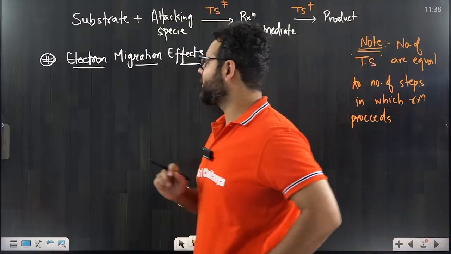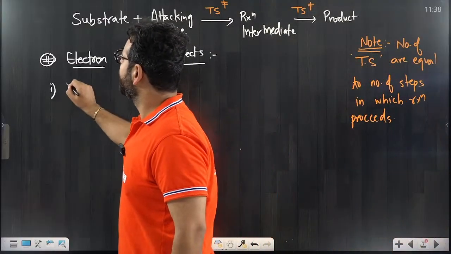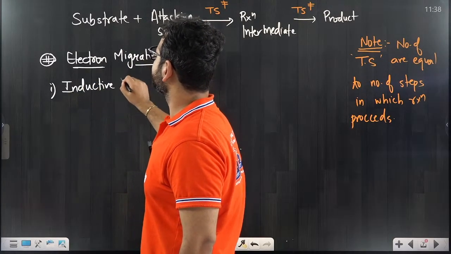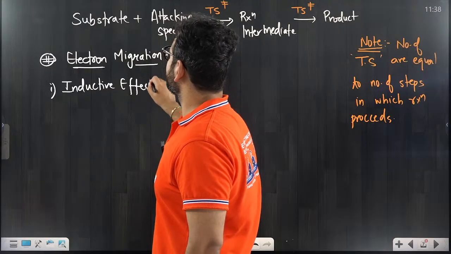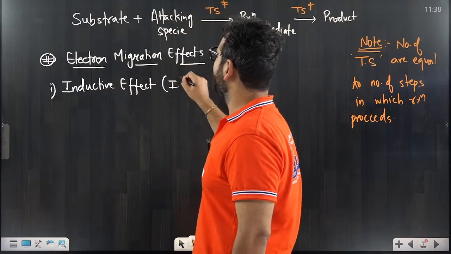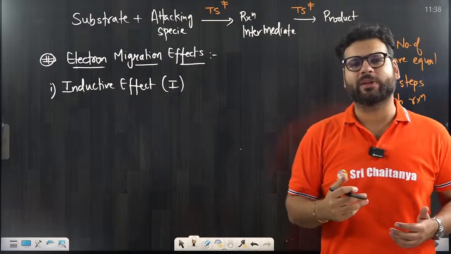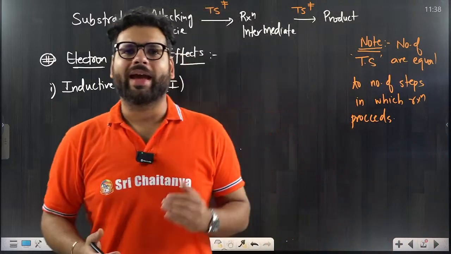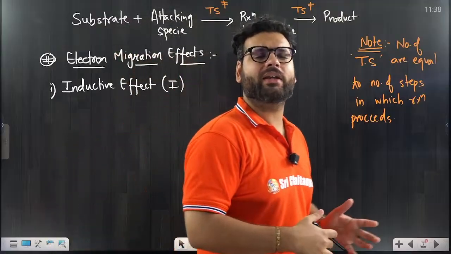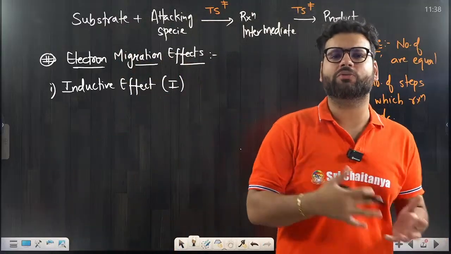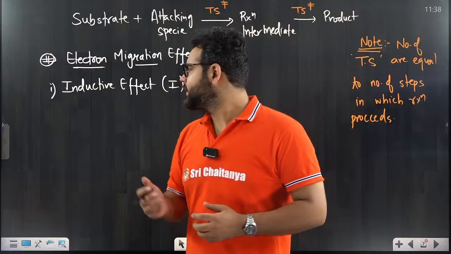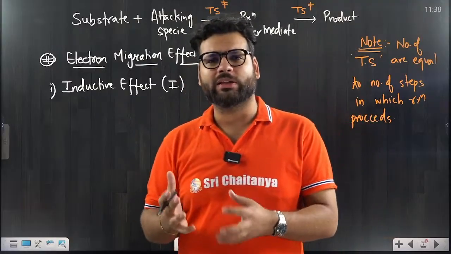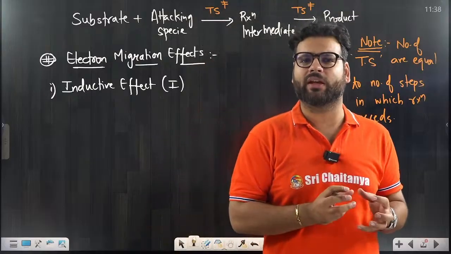One is inductive effect. All of you would have studied about inductive effect, which refers to partial shifting or partial displacement of electrons, not complete shifting. Every other effect will have a complete transfer of electron from one place to another place, whereas inductive effect is just a polarization. Polarization means partial shifting.